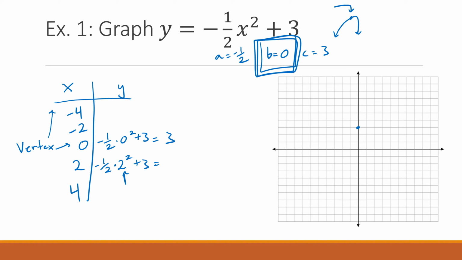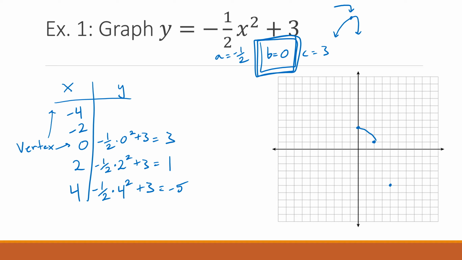2 squared is 4. 4 times -1/2 is -2, and -2 plus 3 is 1. Awesome. Next, let's plot that. Over 2, up 1. Next point, I have -1/2 times 4 squared plus 3. 4 squared is 16, divided by -2 is -8, plus 3 is -5. So over 4, down 5, right about there.